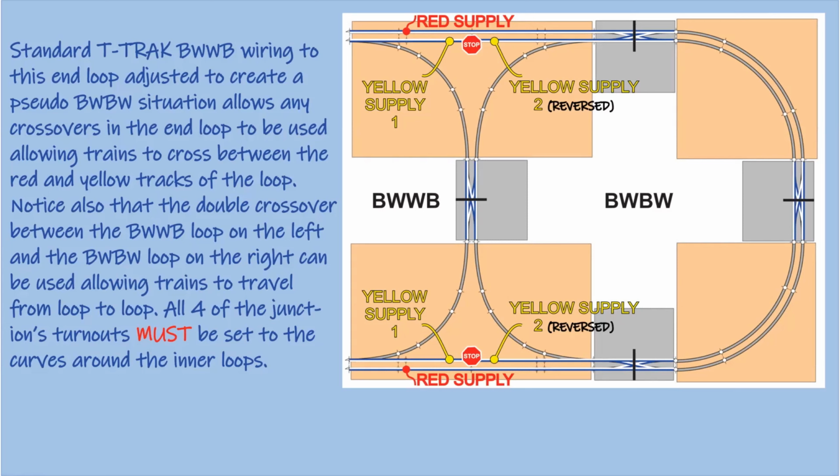Next, with standard T-TRAK blue, white, white, blue wiring to this end loop, adjusted to create a pseudo blue, white situation, allows any crossovers in the end loop to be used, allowing trains to cross between the red and yellow tracks of the loop. Notice also that the double crossover between the blue, white, blue loop on the left and the blue, white loop on the right can be used, allowing trains to travel from loop to loop. All four of the junction turnouts must be set to the curves around the inner loops.